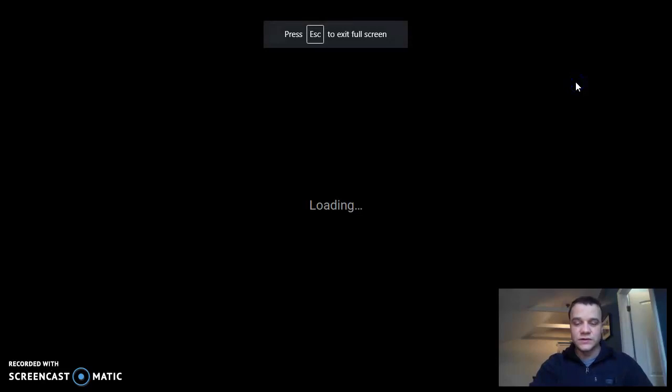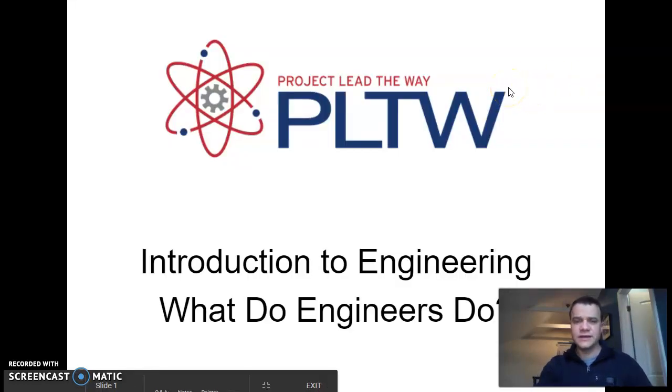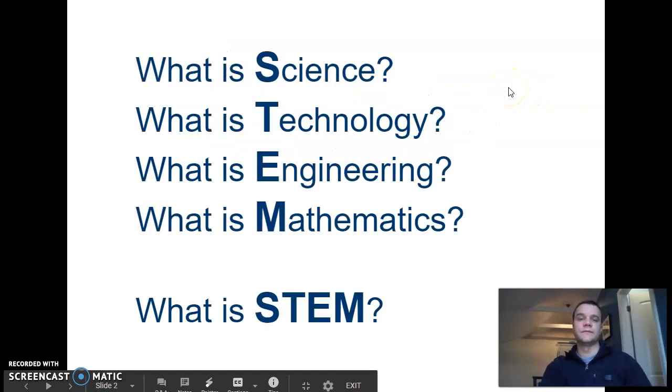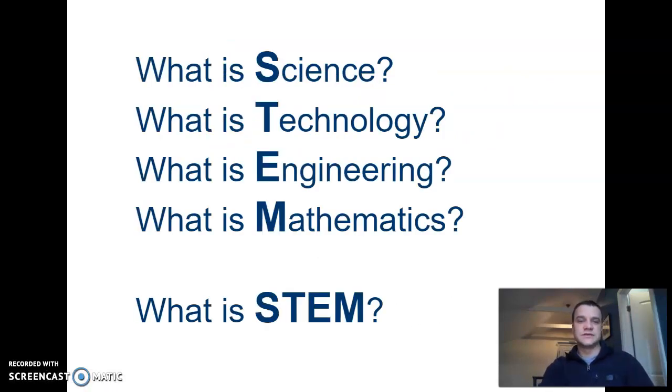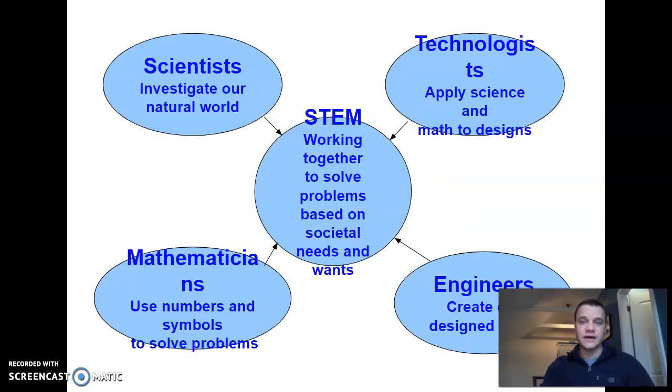Okay, so this resource will also be attached to your assignment, and it's a review of engineering and what engineers do. First off is the acronym STEM: Science, Technology, Engineering, Mathematics. Thinking about that, let's start with mathematicians. I know the word mathematicians is kind of cut into two pieces there, but that's using numbers and symbols to solve problems. Scientists build on the work of mathematicians as they investigate the natural world. They see what's going on. They quantify it with numbers, they analyze it, and they start to draw some inferences and make some observations.